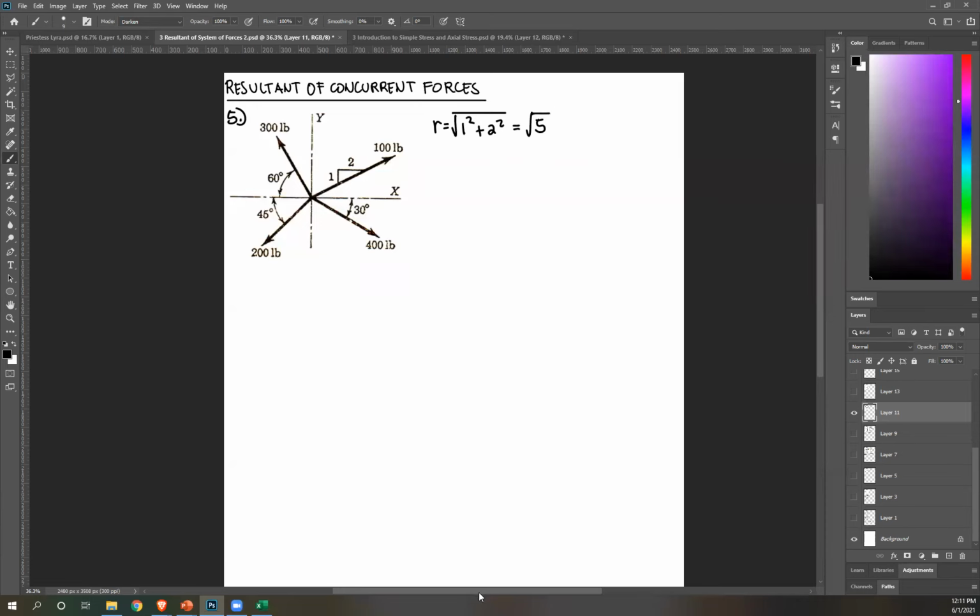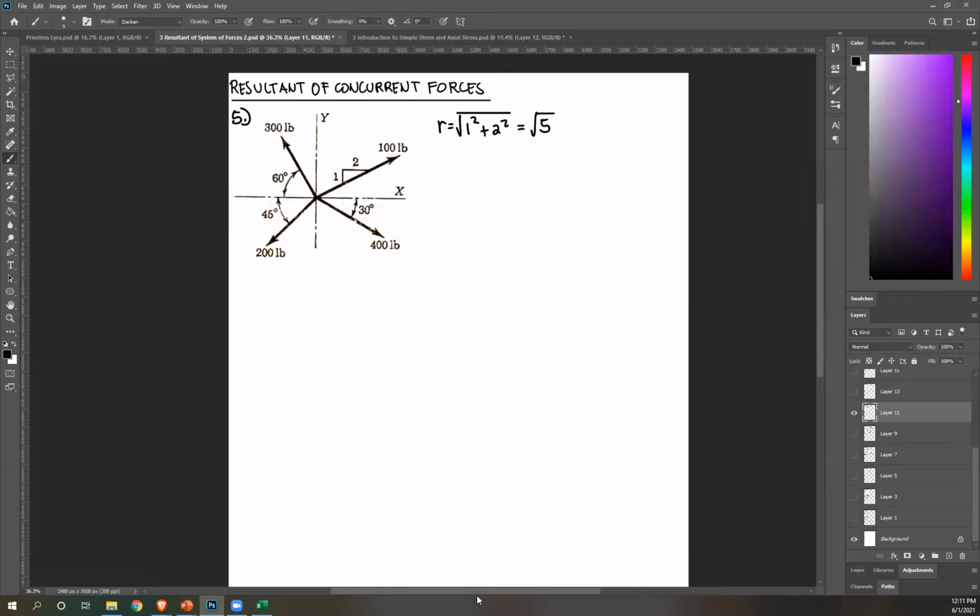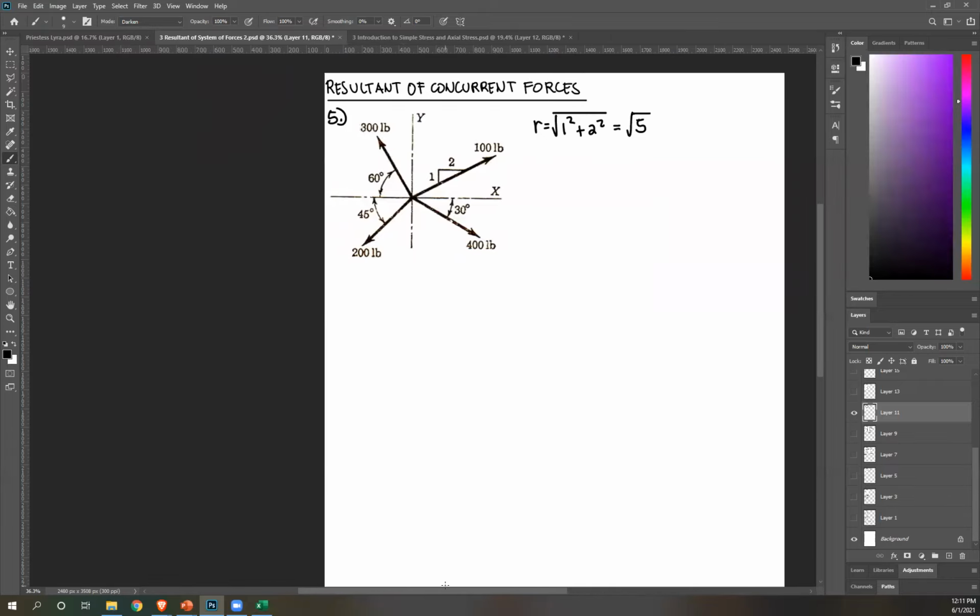Okay. And from that, we can now start solving for Rx and Ry. Let's start with Rx. If you recall from our lecture, Rx once again is just the summation of forces x. You already know how to get forces x. Now it's up to you where you want to start. I want to start with the 100-pound force, so let's do that.